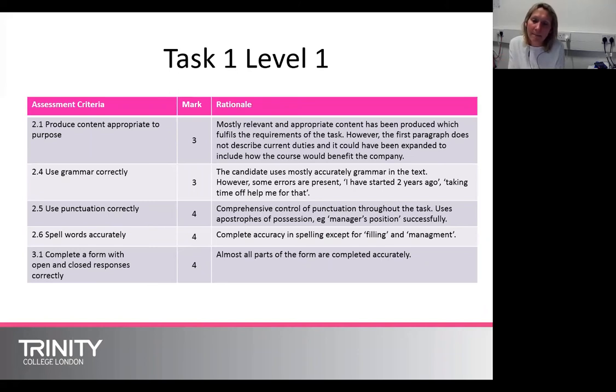And there are 1 or 2 spelling mistakes. That does not mean that a candidate cannot get a 4. It's still a 4 in terms of lexis. It doesn't need to be absolutely perfect. 3.1 is the assessment criterion looking at completion of the form. And in this case, almost all parts of the form are completed accurately. So the candidate gets 4 marks for this criterion.